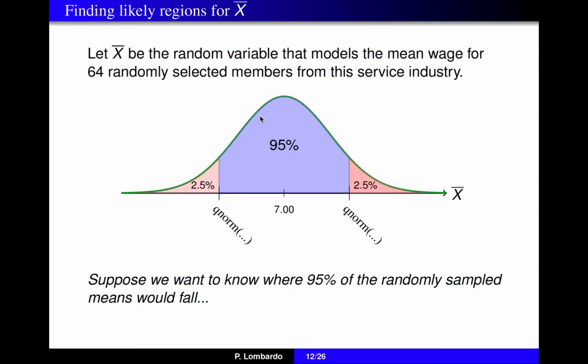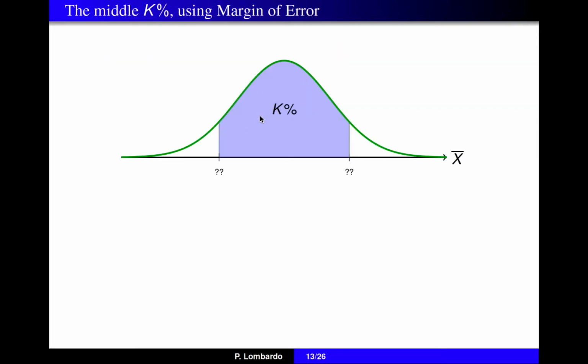So there's another method of finding these middle k% of a normal distribution that I want to show you right now. Generally speaking, we may not always be interested in a 95% middle. We could maybe be interested in 85 or 99, etc. So I'm going to represent this as a middle k%. And the approach we're going to use is something called the margin of error approach.